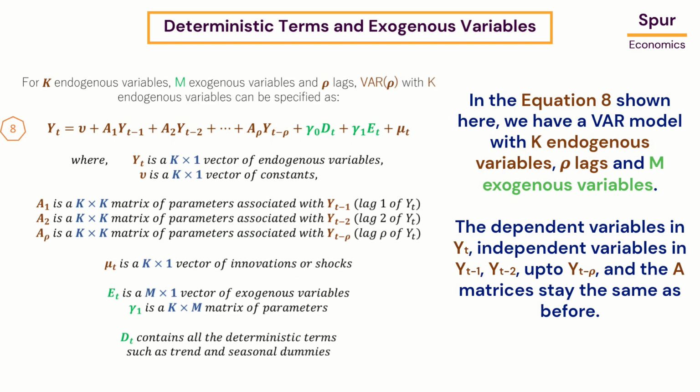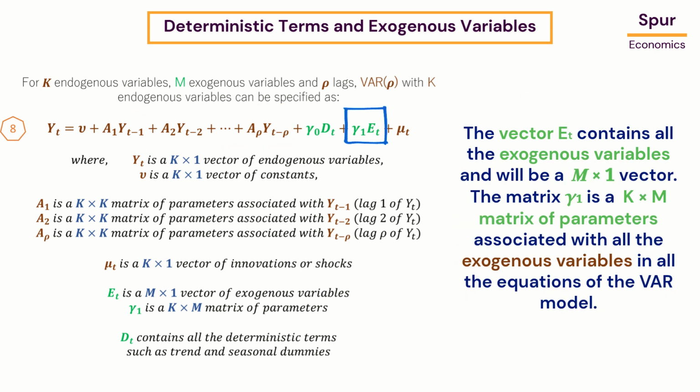In the equation 8 shown here, we have a VAR model with k endogenous variables, rho lags, and m exogenous variables. The dependent variables in yt, independent variables in yt-1, yt-2, up to yt-rho, and the A matrices stay the same as before. The vector et contains all the exogenous variables and will be an m by one vector. The matrix gamma1 is a k by m matrix of parameters associated with all the exogenous variables in all the equations of the VAR model.